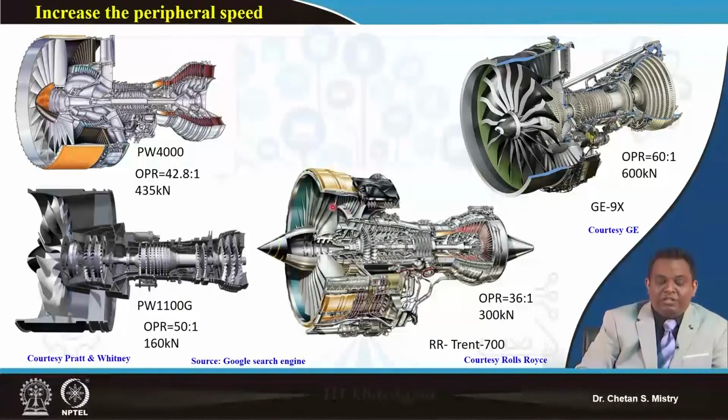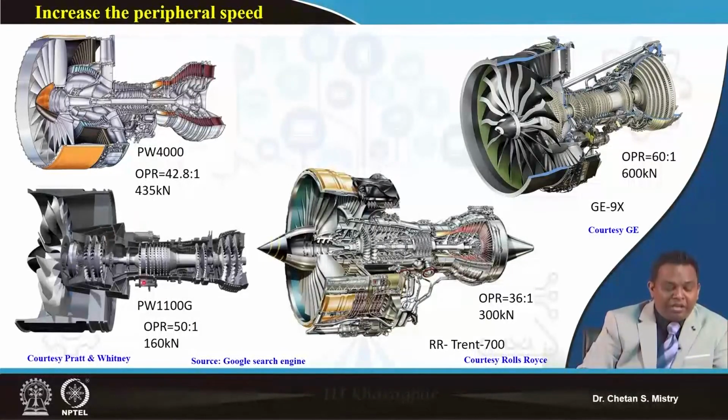This fan rotates at low speed, my intermediate pressure spool rotates at medium speed, and my HP spool rotates at high speed. Now this represents the most recent trend, which is called the geared turbofan engine.